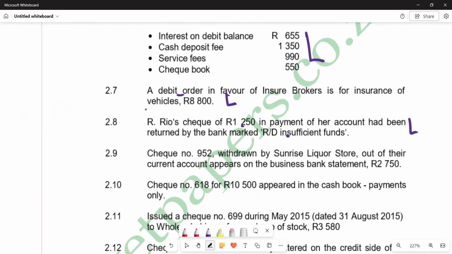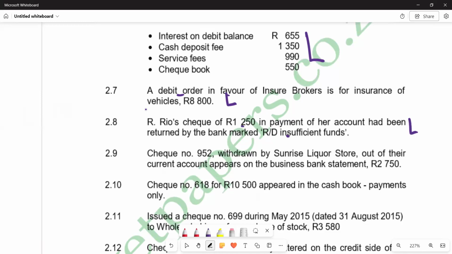So we go to 2.9: check number 952, withdrawn by Sunrise Liquor Store out of their current account, appears on the business bank statement, 2,750. So we can just go back: check number 952, withdrawn by Sunrise Liquor Store out of their current account, appears on the business bank statement. So we've got 2,750, a check which was withdrawn from their bank account. It's not supposed to have been processed. So it's a wrong entry of 2,750.